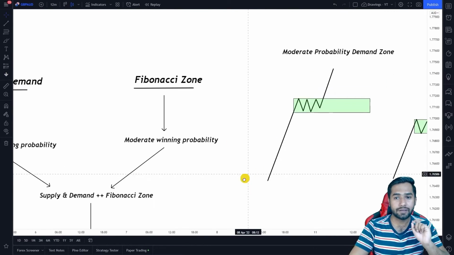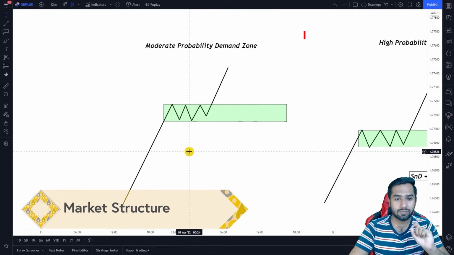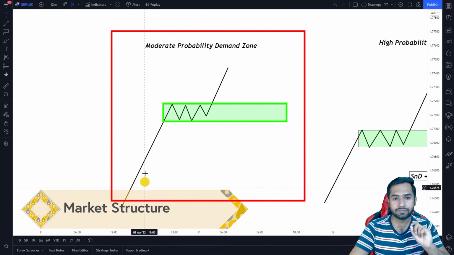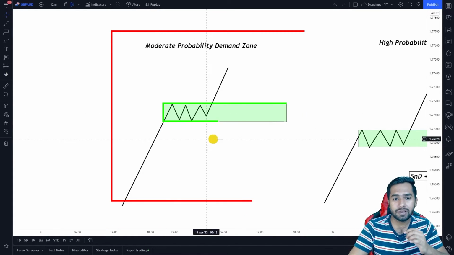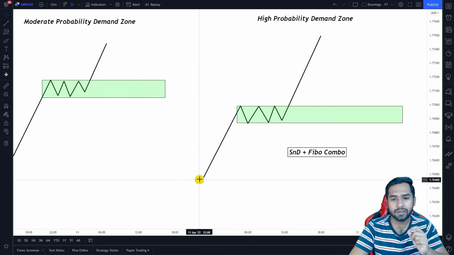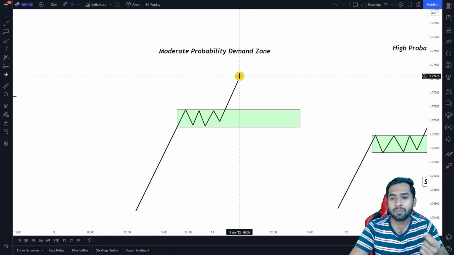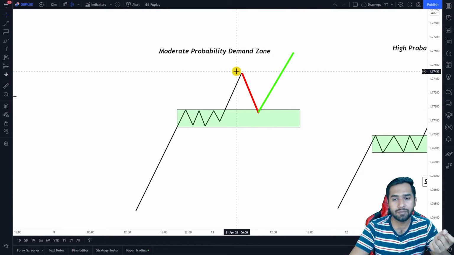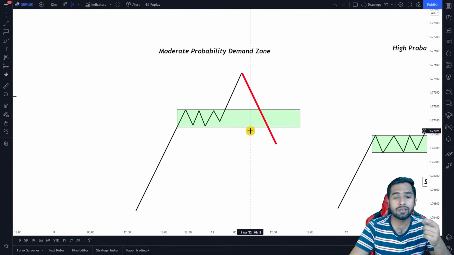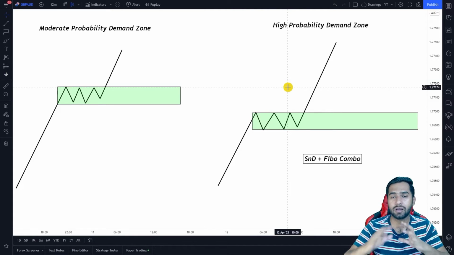So here, if we go into detail, you can see that there's a supply demand zone forming here. So this demand zone has a moderate winning probability. Okay, but if we combine it with Fibonacci, because here in this one we are trading this zone alone, there are possibilities that price may come down to pick up the pending orders and then move in the bullish direction, but it can also break this zone and that zone would not be valid anymore. But here in this case, we are combining the demand zone with the Fibonacci zone.